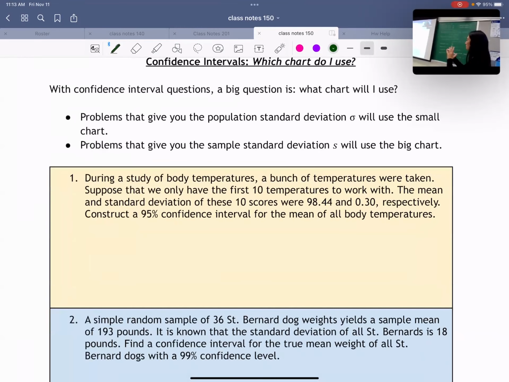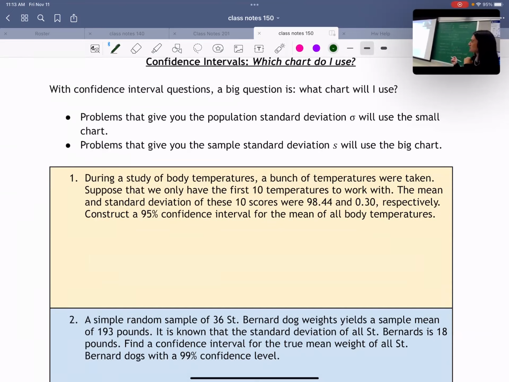We're given a big question. It's going to be very intimidating when you see it because it's got a lot of words in it. And usually what I like to do is just write down all the symbols I'm given and what numbers they correspond to, okay? So during a study of body temperatures, we took a bunch of temperatures. Suppose that we only have the first 10 temperatures to work with.